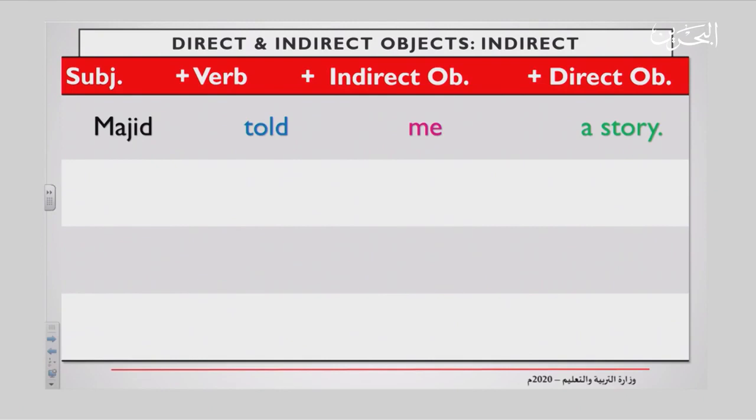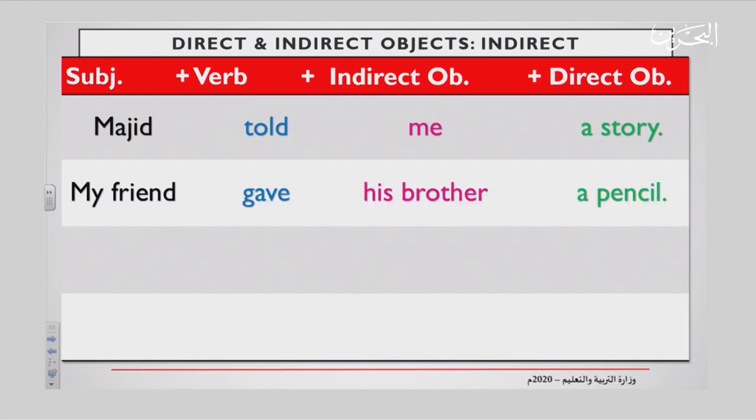Me is an indirect object. A story is a direct object. Let me show you another one. My friend gave his brother a pencil. So, subject is my friend, verb is gave, indirect object his brother, direct object a pencil.